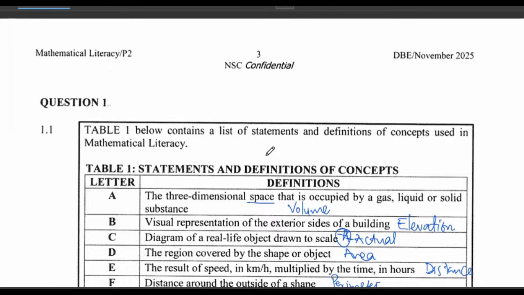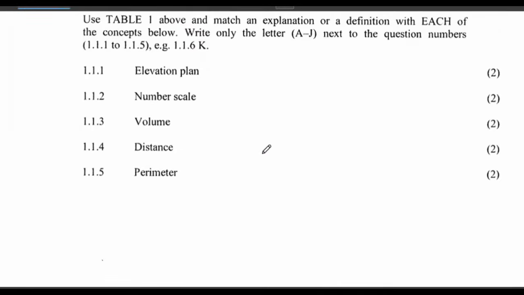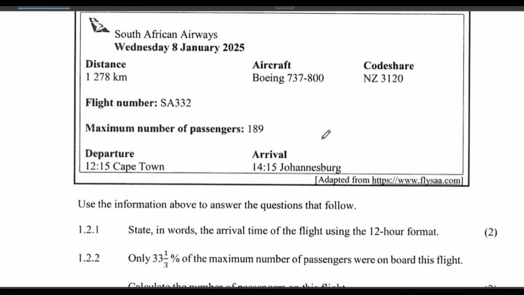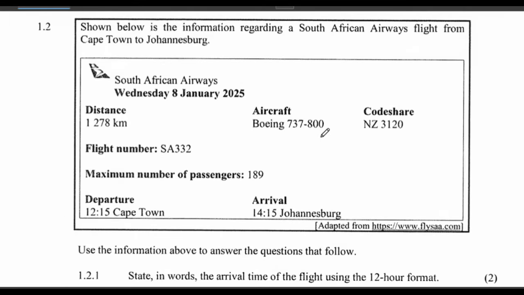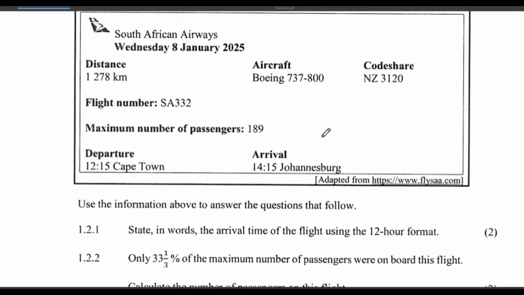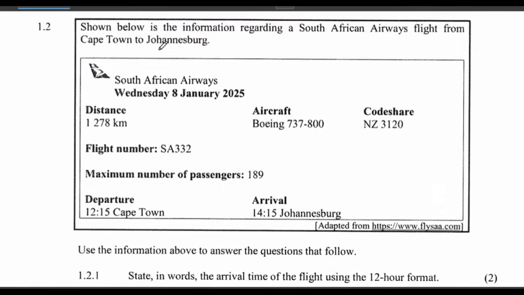So we go to our answers. This was supposed to be B. We have G, volume, A, distance, E, and perimeter we say F. So B, G, A, E, F. Question 1.2. Shown below is the information regarding a South African Airways flight from Cape Town to Johannesburg.